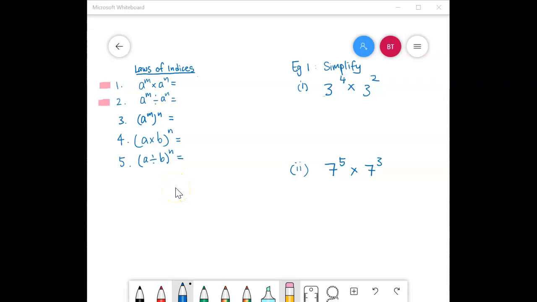Hi everyone, today's video is the first of a series of videos on indices. In this video, I will be explaining to you about the first two laws of indices. The links to the subsequent videos will be up in the description below.